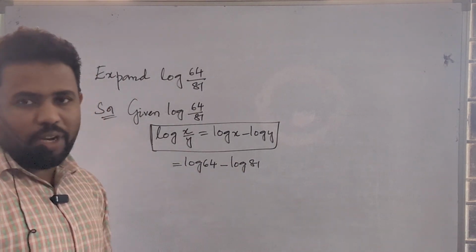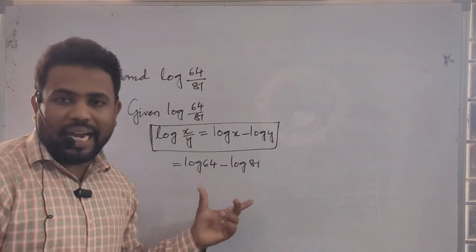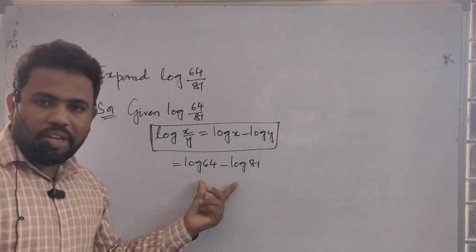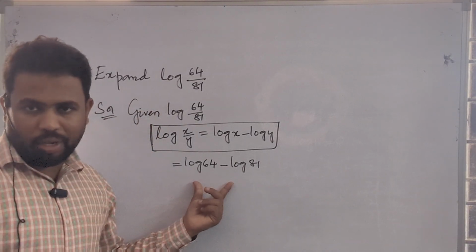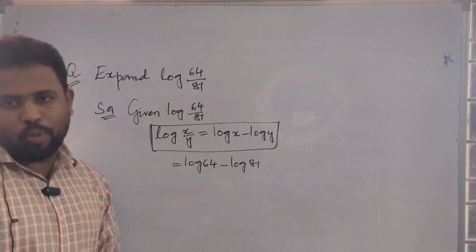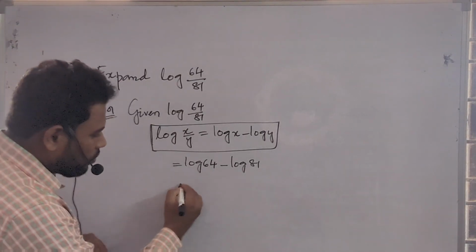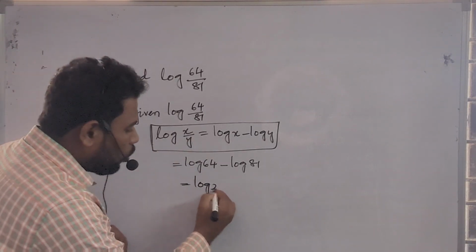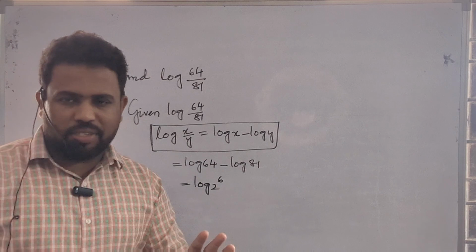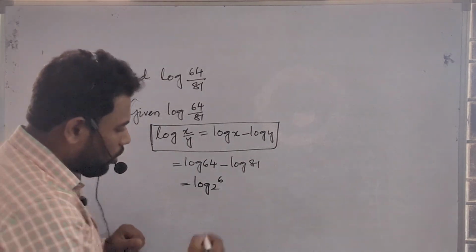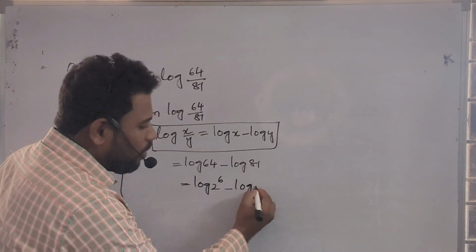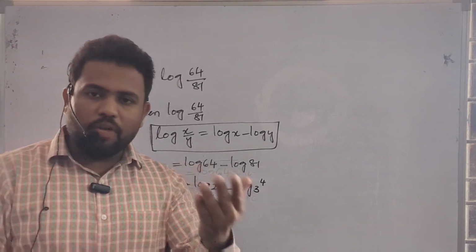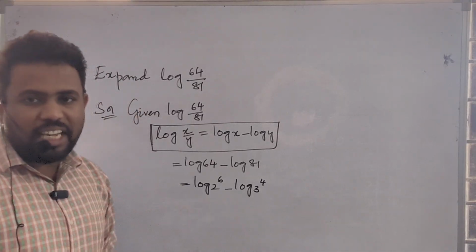Now if you observe the board carefully, you can see that it has already expanded. In the given question, log is only for one term, a single logarithm, and after expansion we got two logarithms, which is already the expansion form. Let us simplify more and come to the final answer. Now, 64 we can write as 2 to the power of 6. If you multiply 2 six times, it equals 64. Minus log 81, we can write as 3 power 4, or 9 square also, 9 two times, or 3 multiplied four times equals 81.